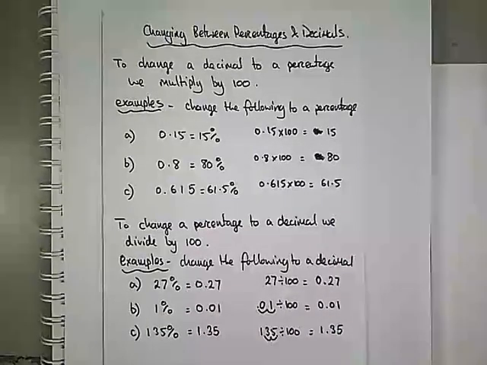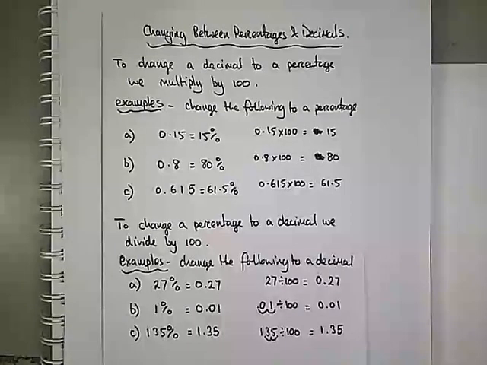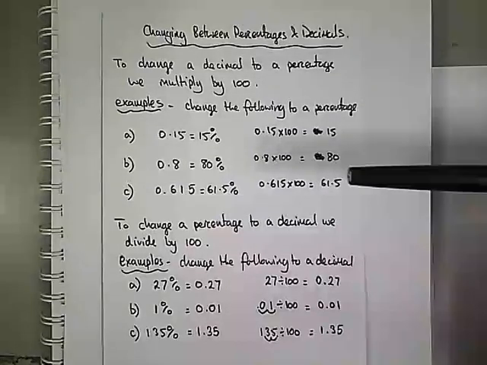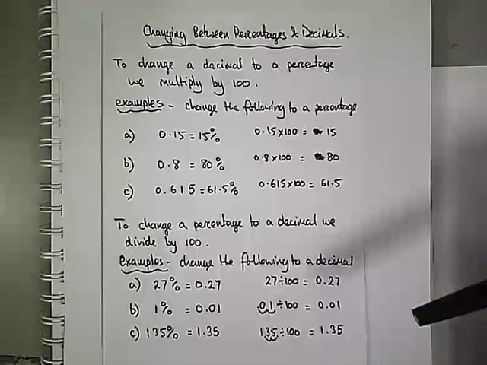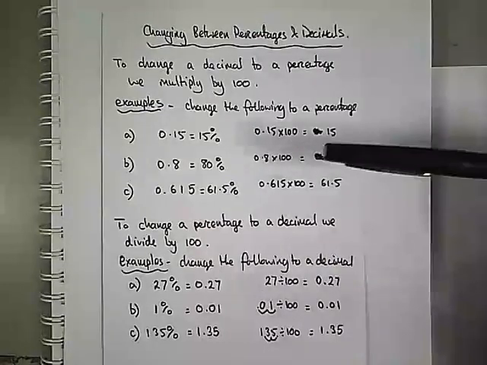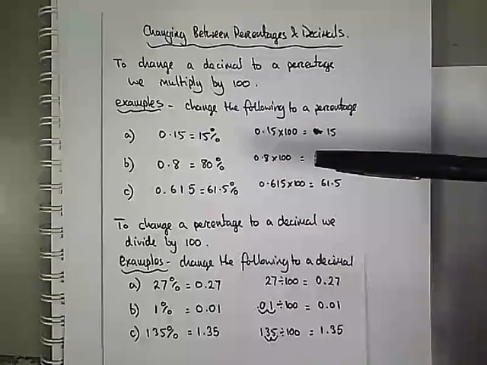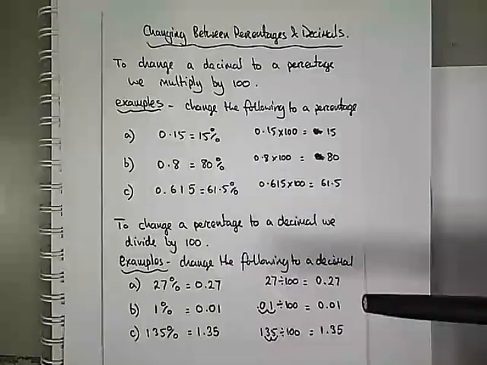Okay, have a go at some questions like this. I've popped them on Show My Homework for you. First question is changing decimals to a percentage. Second question, changing percentages to a decimal. Use what we did. So times by 100 if you're changing to a percentage, divide by 100 if you're changing to a decimal.